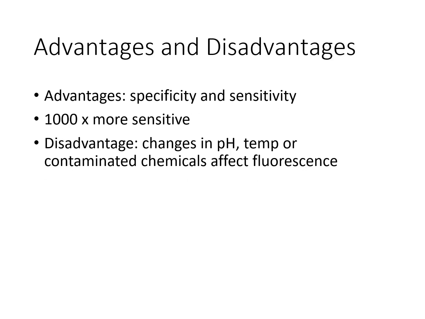Some advantages and disadvantages. So advantages, it has high specificity and sensitivity. It is approximately 1,000 times more sensitive than other methods. But some disadvantages are that the fluorescence can be affected if there are changes in the pH, changes in temperature, and if it's contaminated by chemicals. So this method is very powerful, but it requires careful control of the experimental conditions.